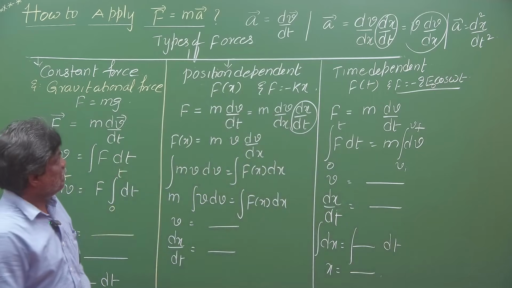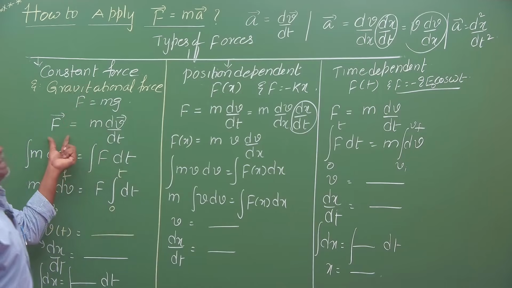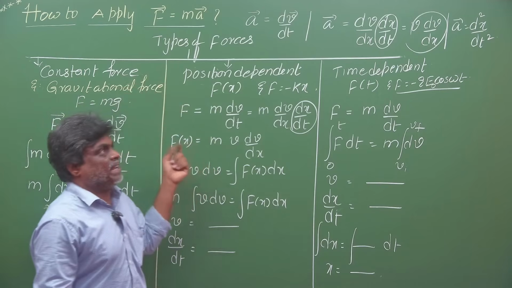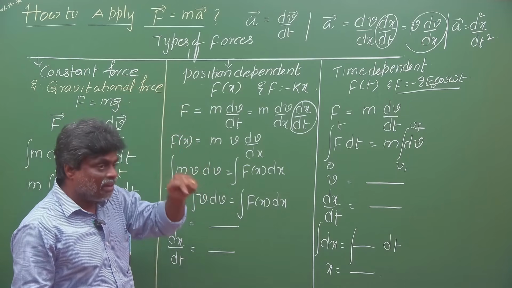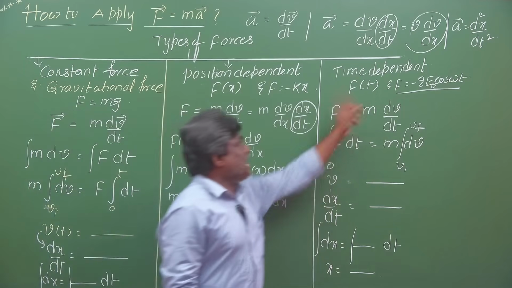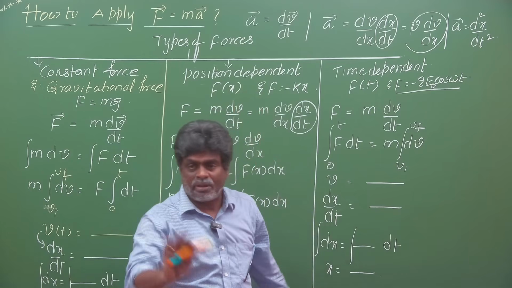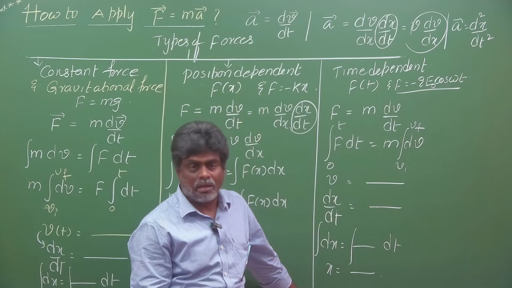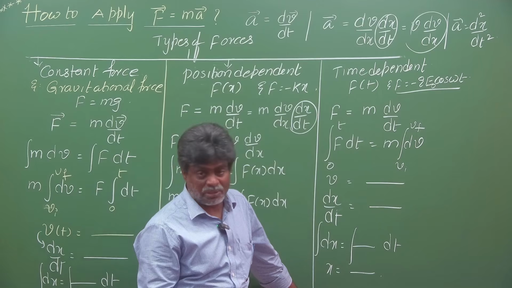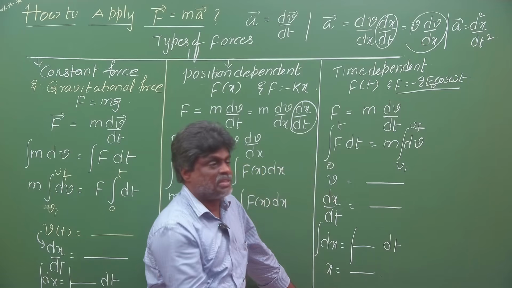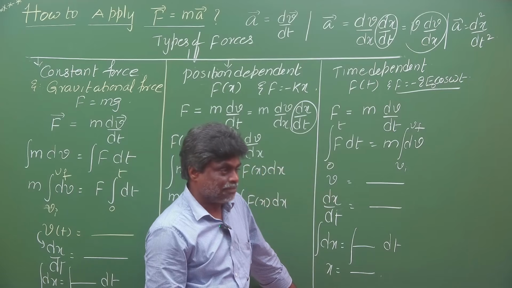Clear? The force is a constant: directly take F equal to m dv by dt. Position dependent, F equal to m dv by dx. Next, time dependent, F equal to m dv by dt. d square x by dt square don't take. Why? It's a second order differential equation. It's difficult to solve. All these are what? First order differential equations. Okay?